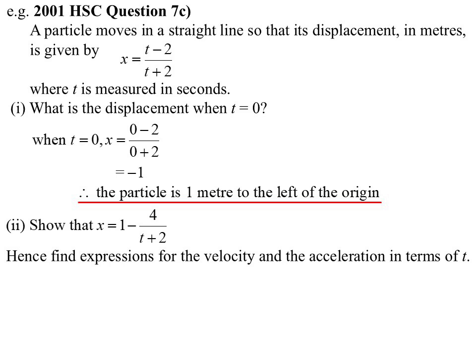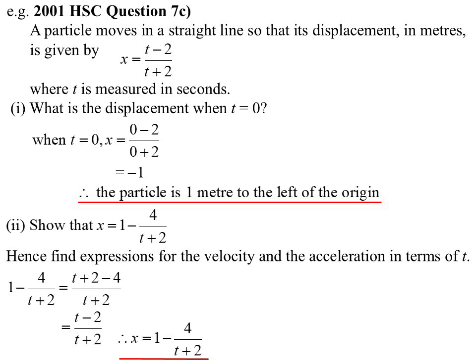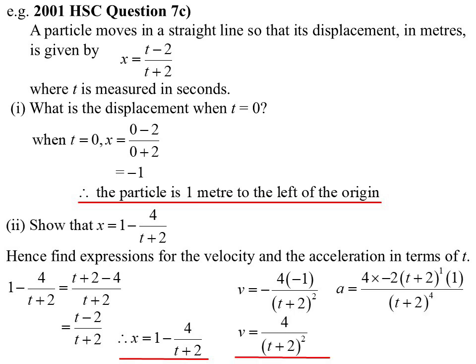Show that. Well, it's just an algebraic fraction. So I want 1 minus 4 on t plus 2. If I pull that all together into one fraction, yes, I do get t minus 2 on t plus 2. I've shown that. Now we want to differentiate this to get velocity and acceleration. So differentiate first to get velocity, tidy that one up. Differentiate again to get acceleration, tidy that one up.